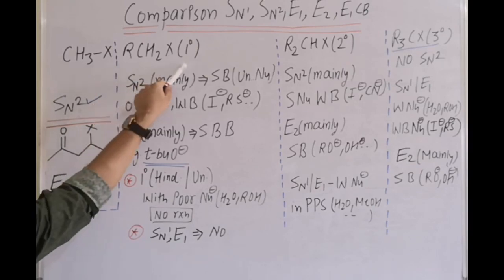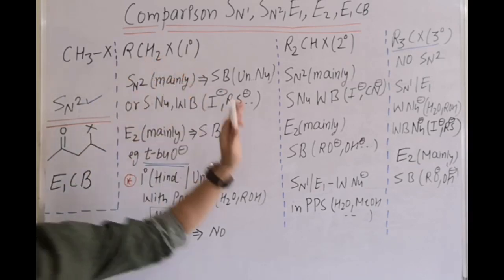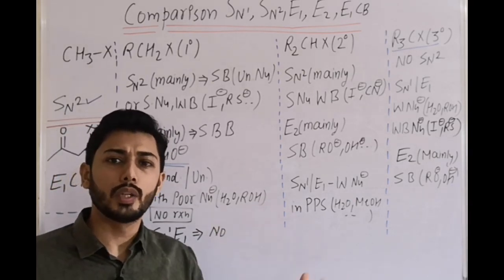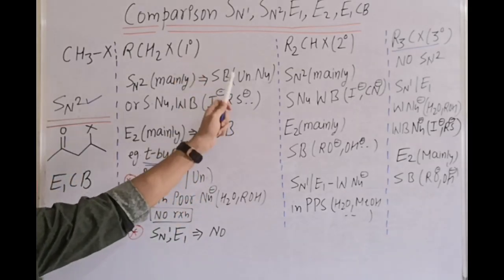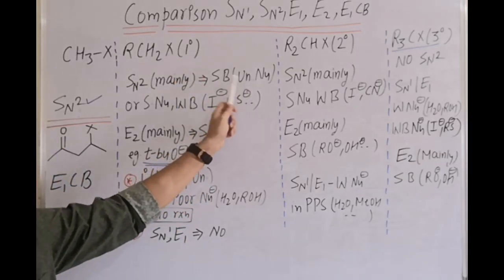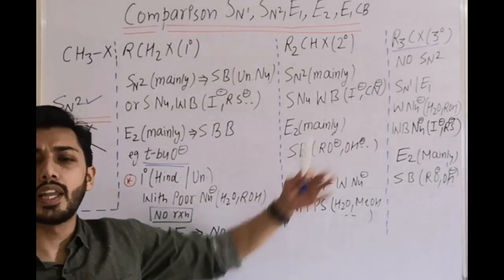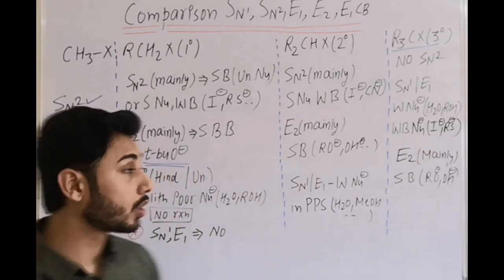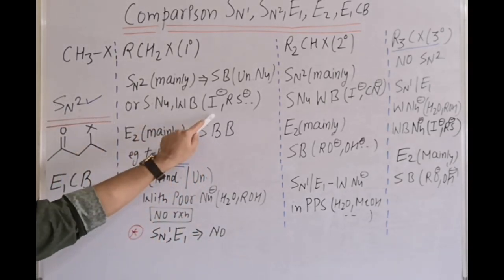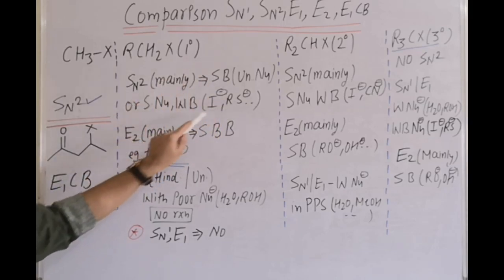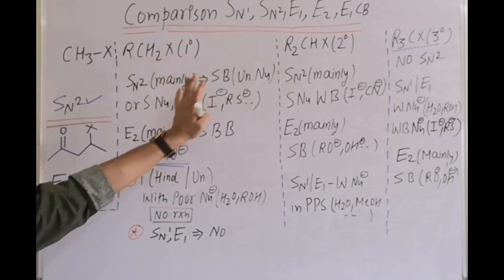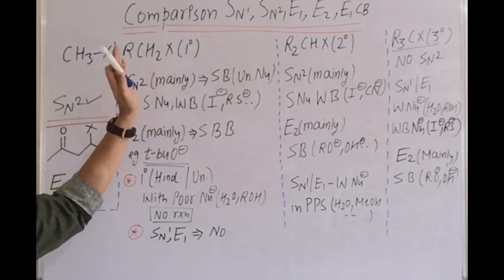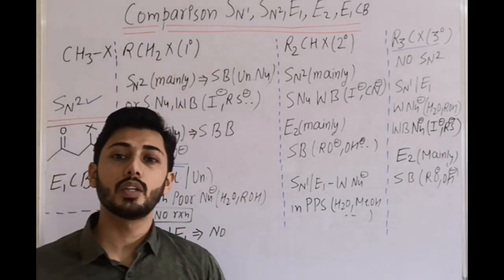Then with the primary alkyl halide, RCH2X, which mechanism is mainly followed? The SN2 mechanism is followed. Whether we have a strong base, but remember that the strong base should be unhindered. Strong base, unhindered nucleophile, like RO minus, OH minus, they are strong bases, unhindered nucleophiles. Or if we have a strong nucleophile which is a weak base, I minus, RS minus. If these nucleophiles or strong bases are taken with primary alkyl halide, the mechanism is straightforward, SN2 product, major product SN2.